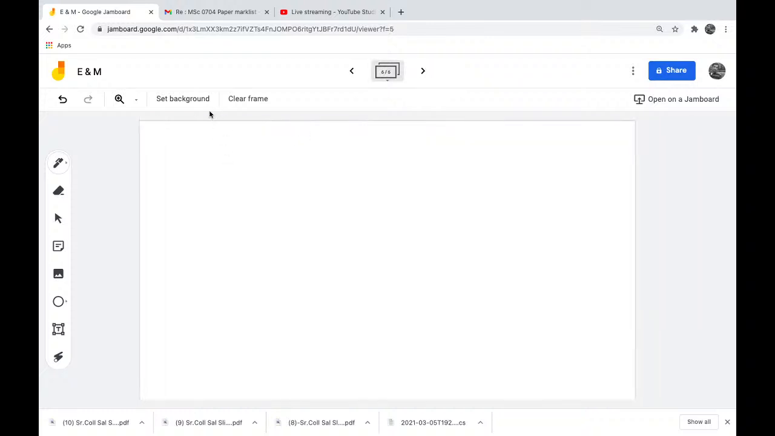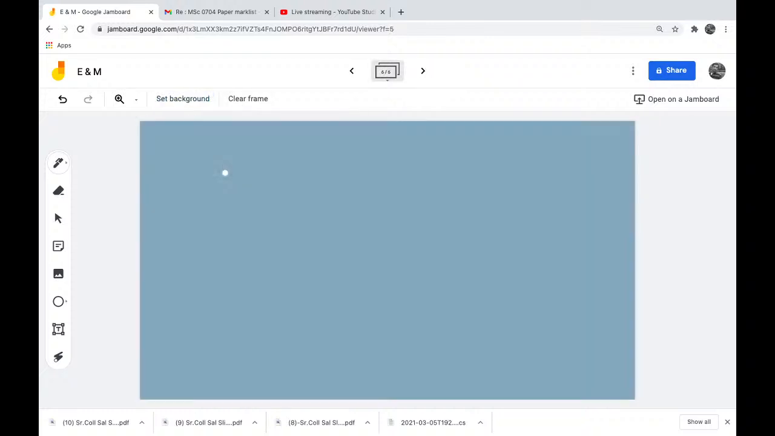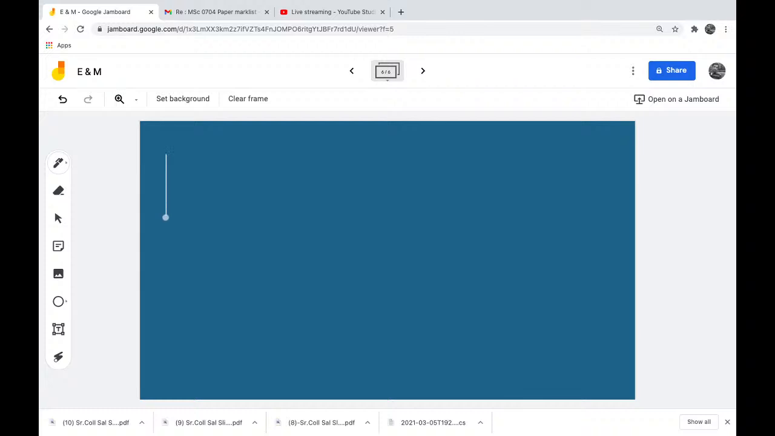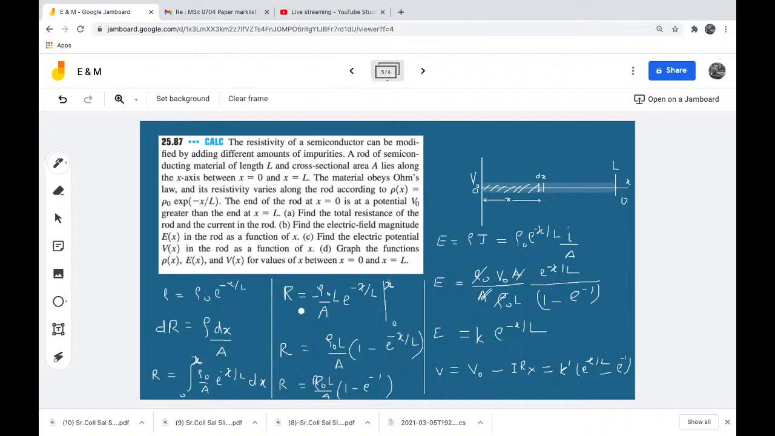If you have to plot the graph, then graph of R against X, as we have seen, remember, if X is 0, look at it, if X is 0, this term is 1, and 1 minus 1 will give you 0. No, wait a minute. Let me see my notes.